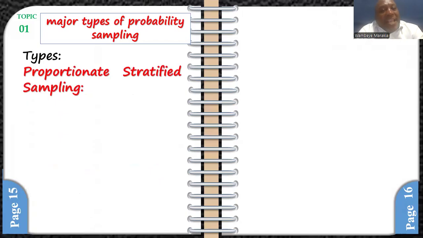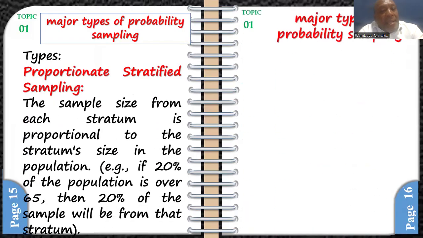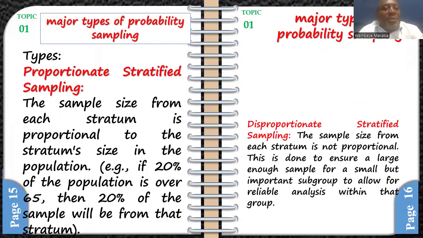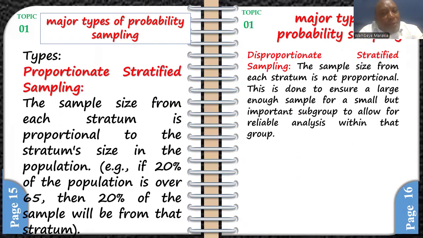There are several types of stratified sampling. The first one is proportionate stratified sampling. The sample from each stratum is proportional to the stratum size in the population. For example, if 20% of the population is over 65, then 20% of the sample will be from that stratum. Then we have disproportionate stratified sampling.